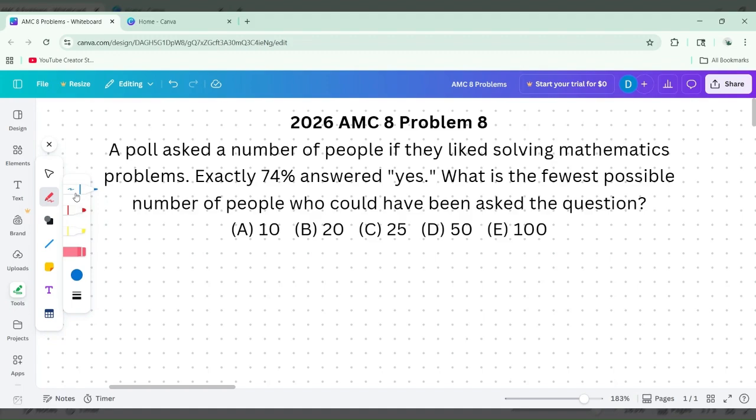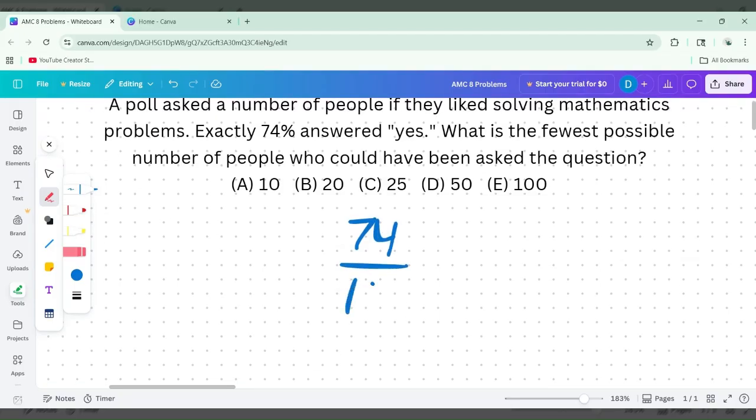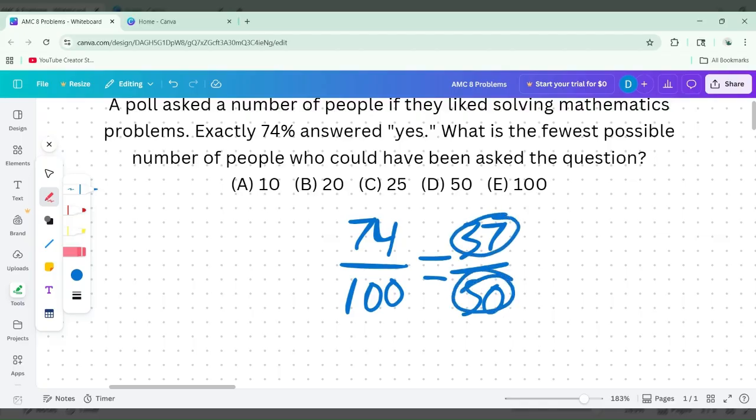Problem 8. So 74% answered yes. We're trying to find the fewest number of people who answered the question. So 74 over 100. Let's see if we can simplify this fraction. So this is 74%. 74 over 100 is 74%. We answered yes. But let's try to simplify this fraction. So 37 over 50. That's the most simplified it can get. So 50 people total, 37 answered yes. Same as 74% that answered yes. So the answer is D.